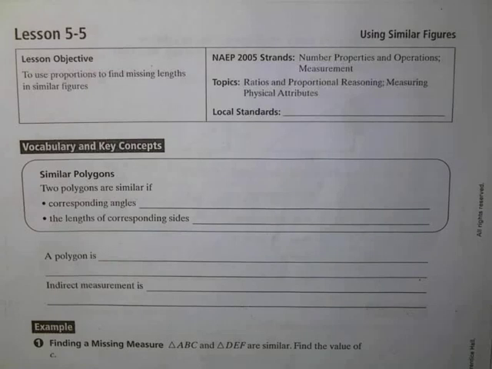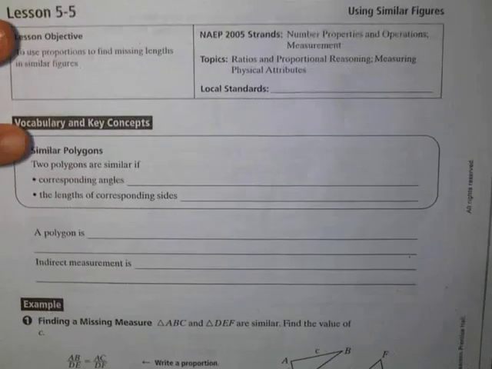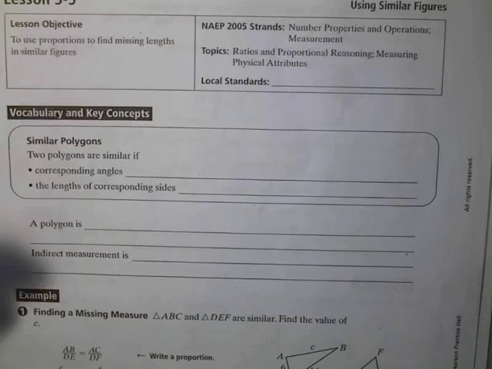This is Lesson 5-5 for Course 2, Using Similar Figures. Our objective is to use proportions to find missing lengths of similar figures. Okay, so we do have a couple of key concepts and vocab words that we want to talk about.